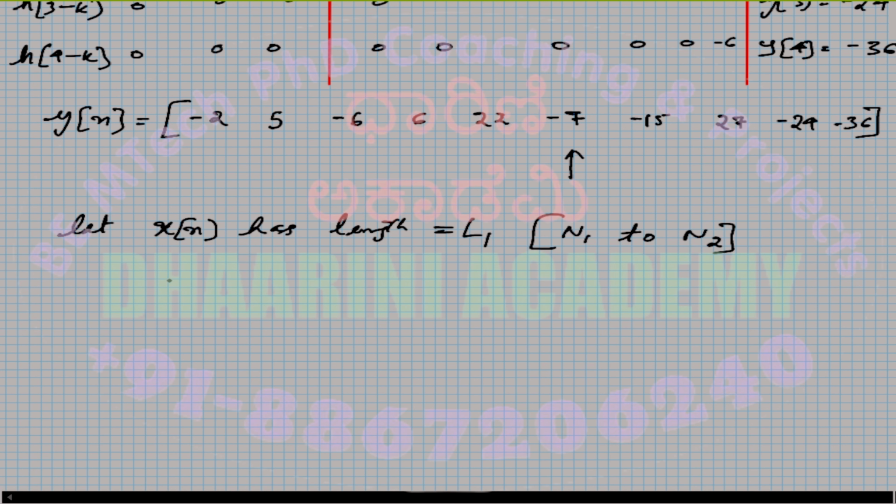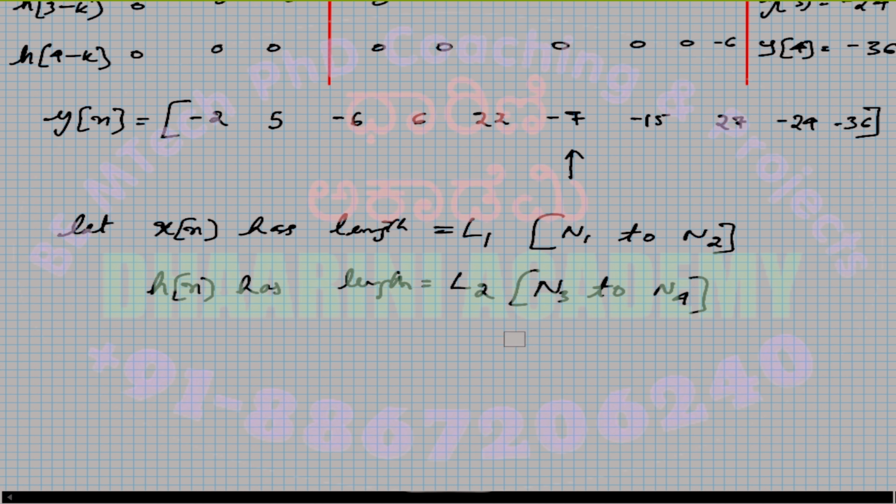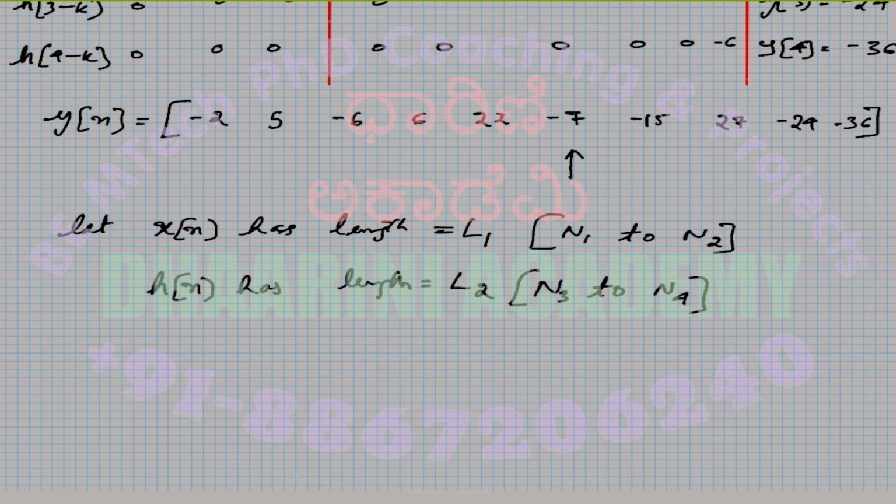Okay, and let the second function, that is h of n, have the length that I'll make as L2. Maybe it is directed from n3 to n4. Like maybe this is starting at minus 3, going till say plus 7, something like that. So that is the actual length. So 7 minus minus 3 is 10. So the function has a length equal to 10. That's what I can understand.